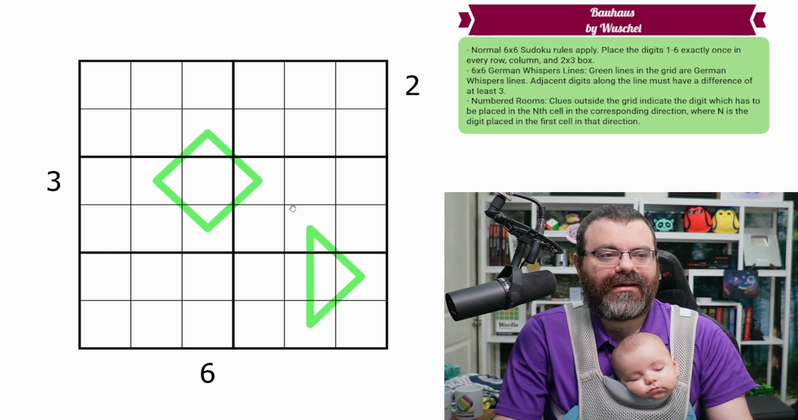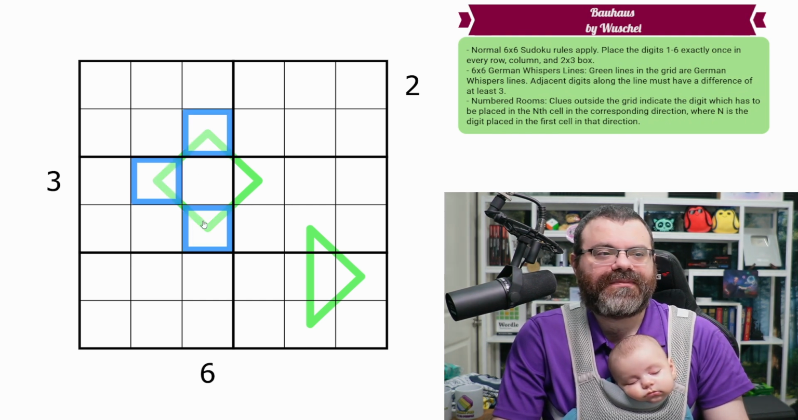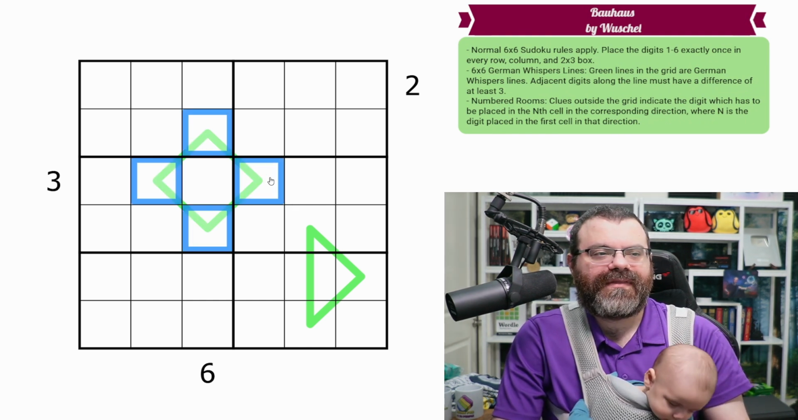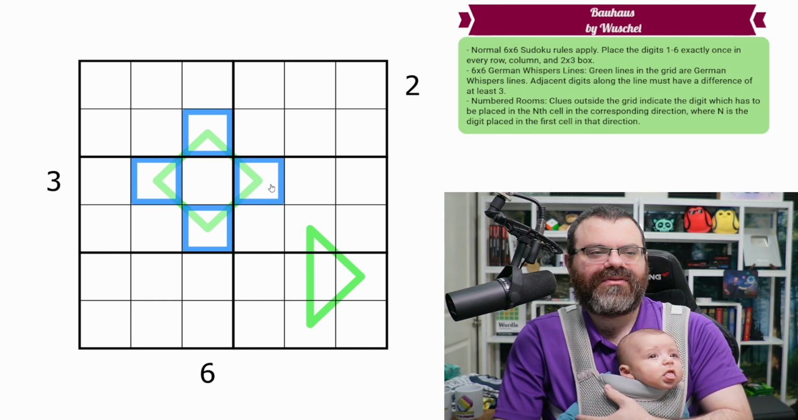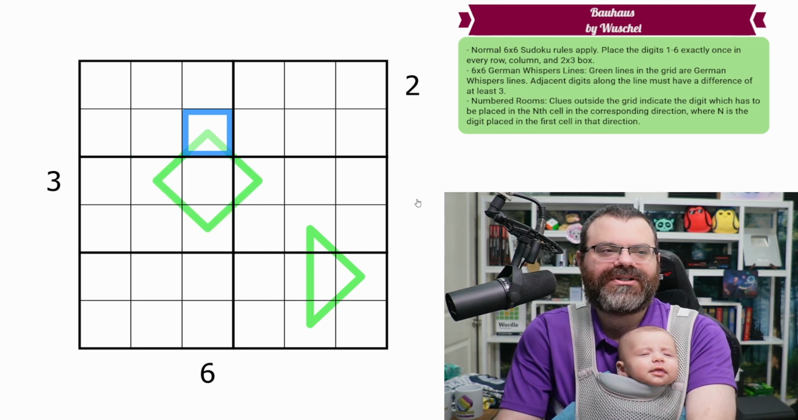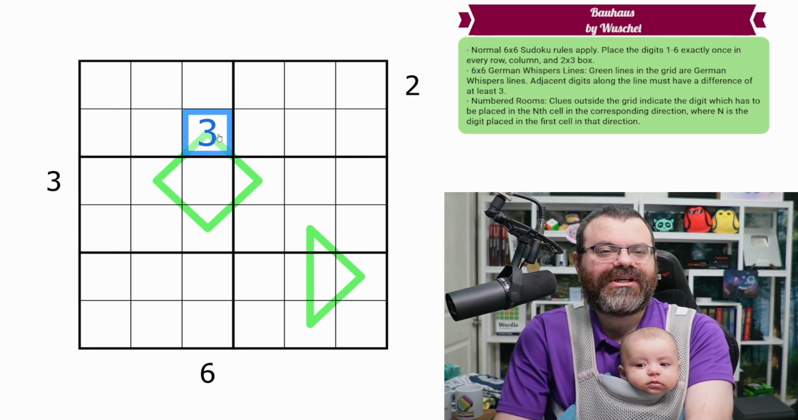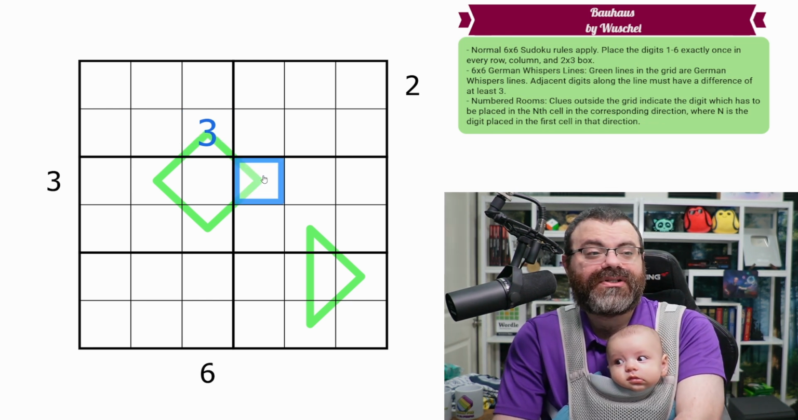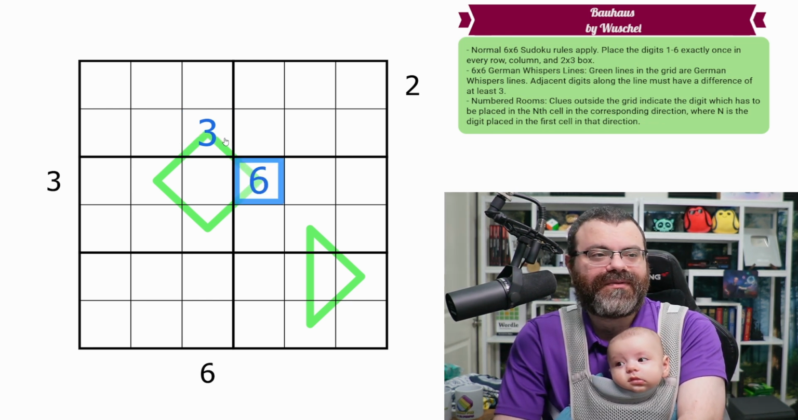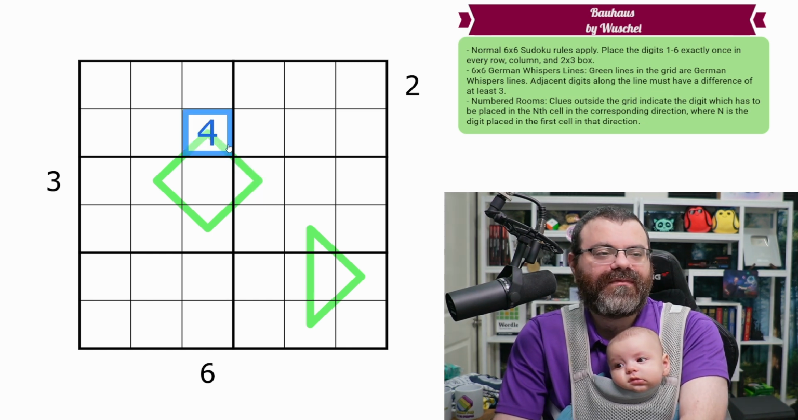All right, the first thing I'm noticing is these German whisper lines. The thing I want to talk about first is the 3 and the 4. Those are kind of special digits on a German whisper line, because think about 3. What digit can you put next to a 3? Well, the answer is only 6. It's the only digit that's 3 away from 3. And then a 4, what can you put next to a 4?